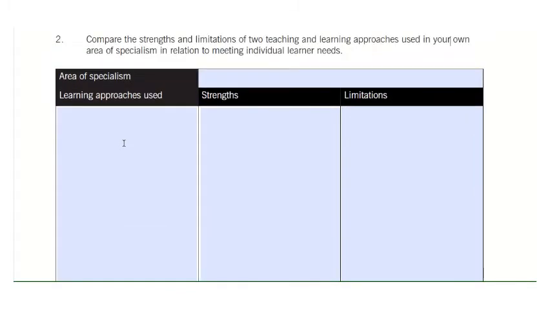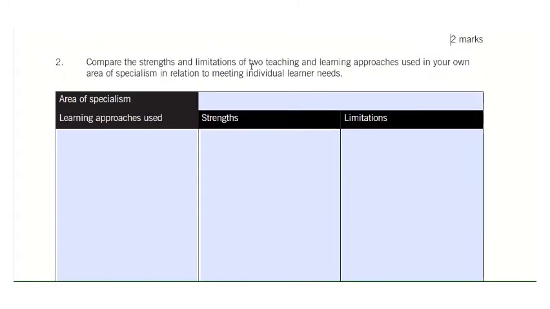Here we've got a compare question. So comparing strengths and limitations of the 2 teaching and learning approaches. You can see those listed in your manual. A lot of people miss this out, so you need to see what your specialism is. Could be fitness, could be bricklaying, electrical work, history, whatever you're teaching.